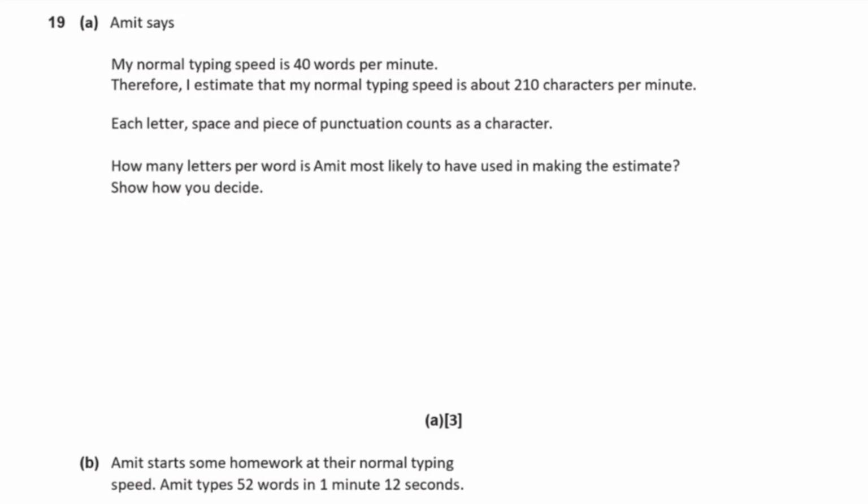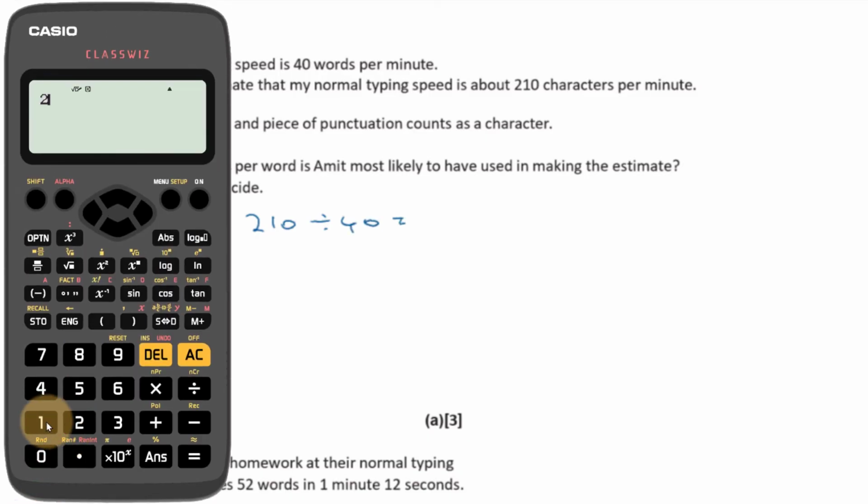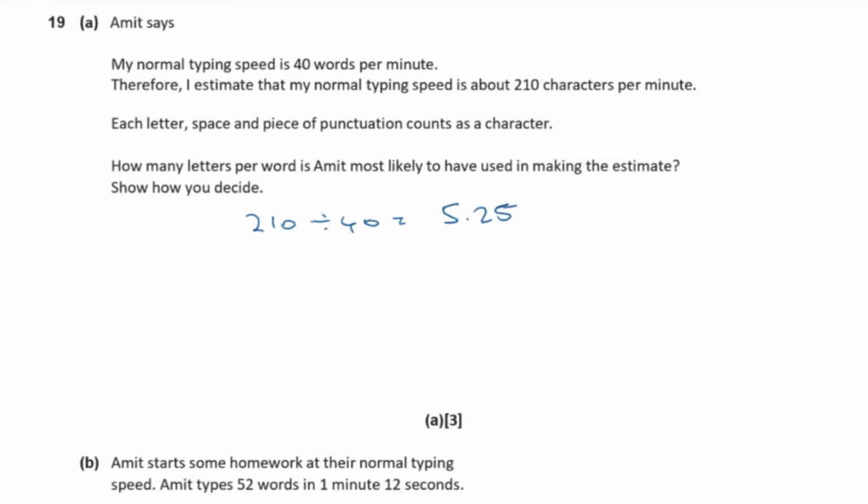First off, let's think how many times 40 words goes into 210. So how many times does 40 fit into 210? So 210 divided by 40 comes out to be 5.25. Okay, so if he's estimated that his typing speed is 210 characters per minute and he's doing 40 words per minute, then he's budgeting on 5.25 characters per word, isn't he?